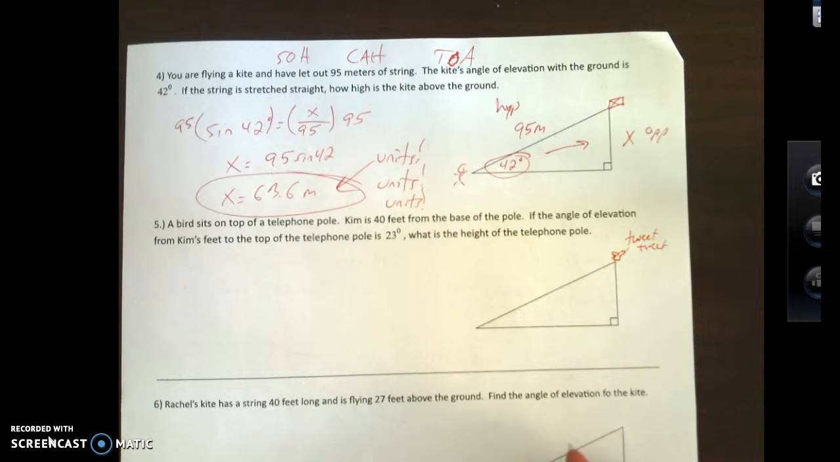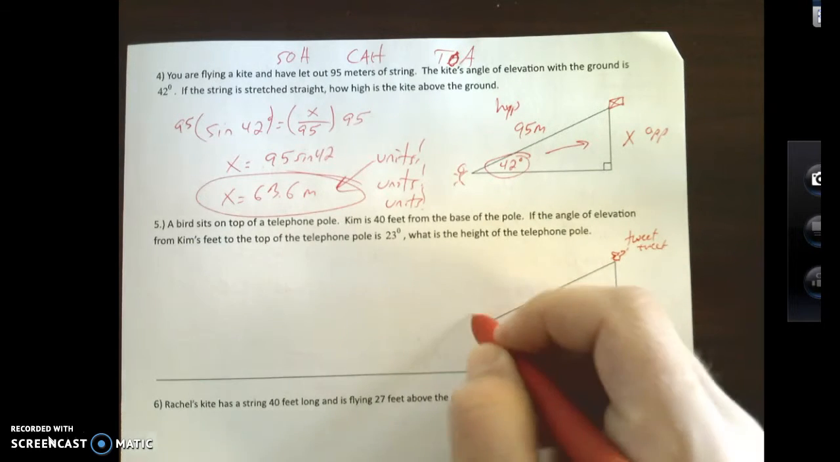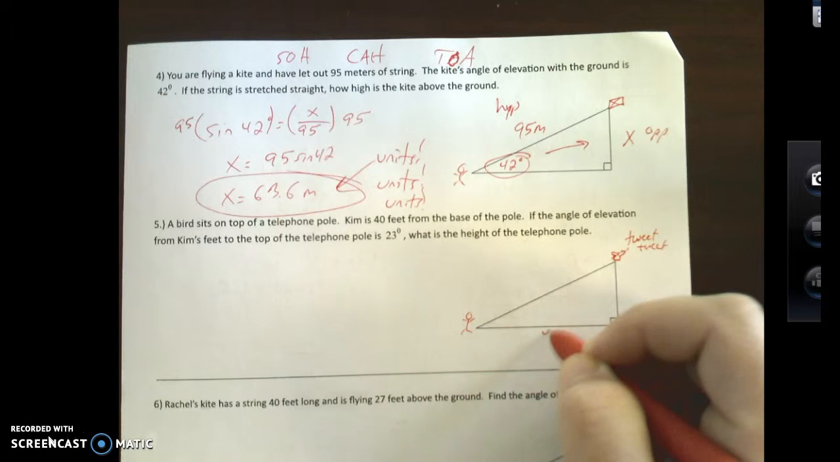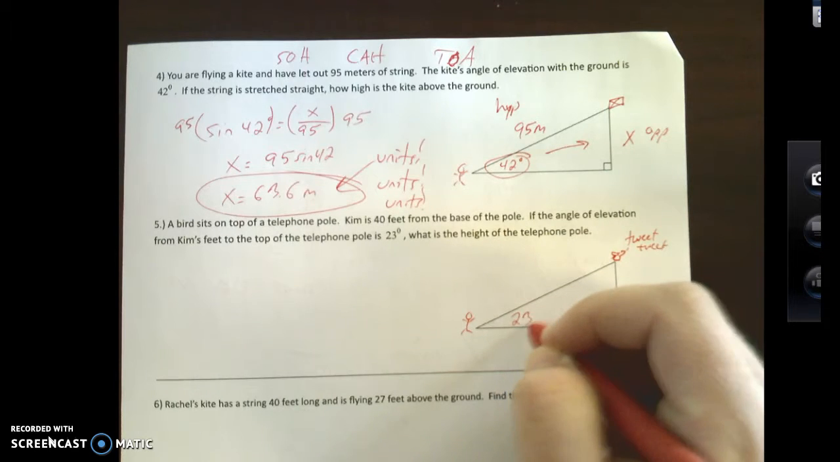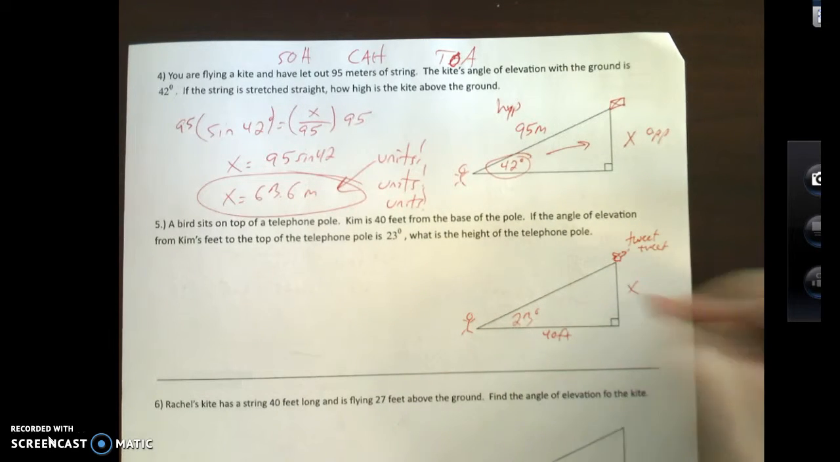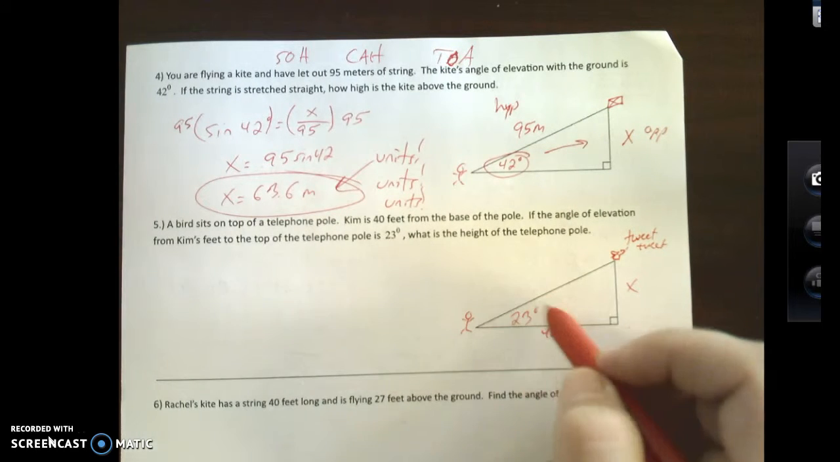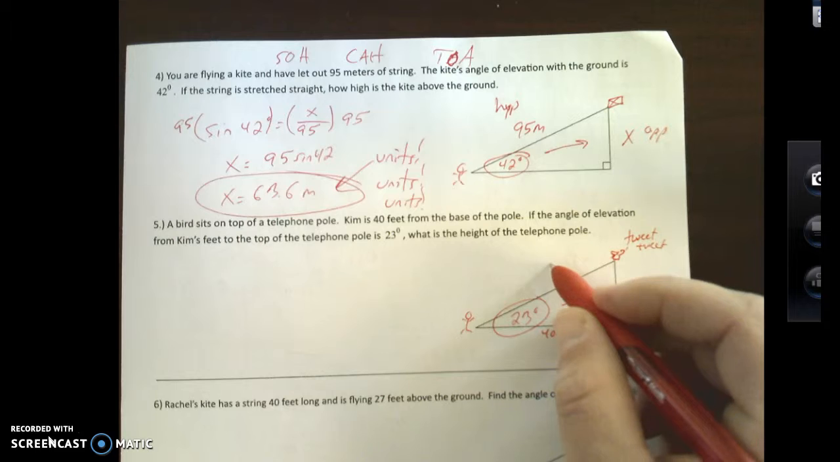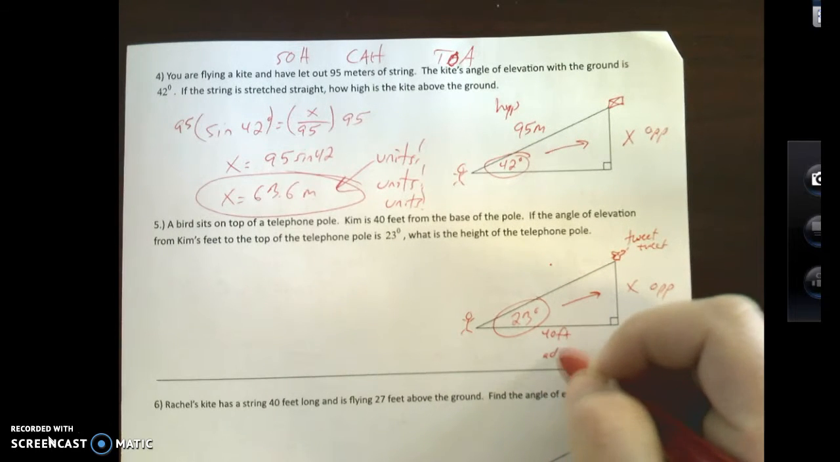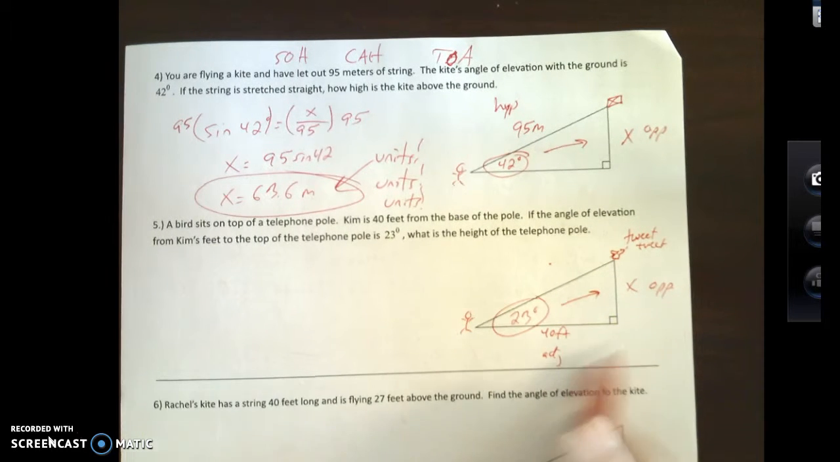Kim is 40 feet from the base of the pole. Here's the pole, so Kim's over here. If the angle of elevation from Kim's feet to the top of the telephone pole is 23 degrees, what's the height of the pole? Much the same. Circle the angle, label opposite. Now, this is your hypotenuse. Down here would be your adjacent. Which trig ratio uses O and A?